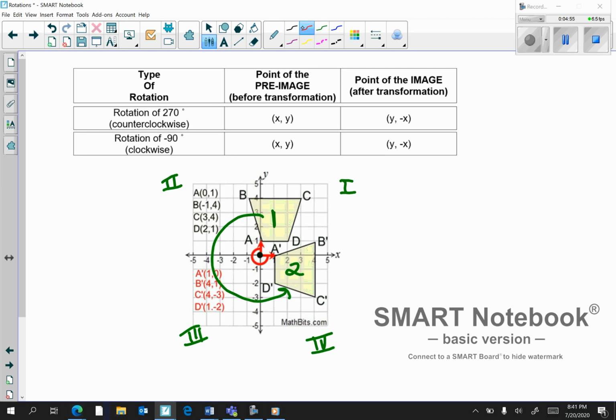clockwise. That means only moving 1 quadrant in the clockwise direction. If we look at the coordinates, we have x comma y. That turns into y comma negative x. So again, a rotation of 270 degrees counterclockwise rotates the pre-image 3 quadrants. It's the same as rotating negative 90 degrees, which rotates the pre-image to the image 1 quadrant in a clockwise direction.